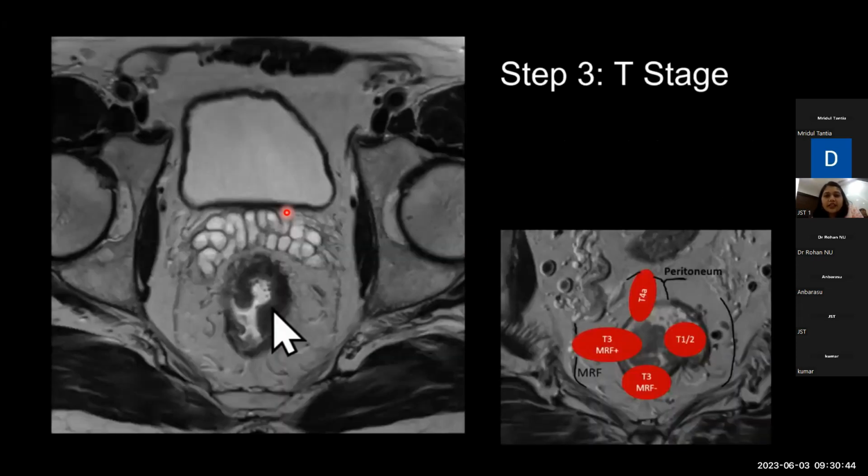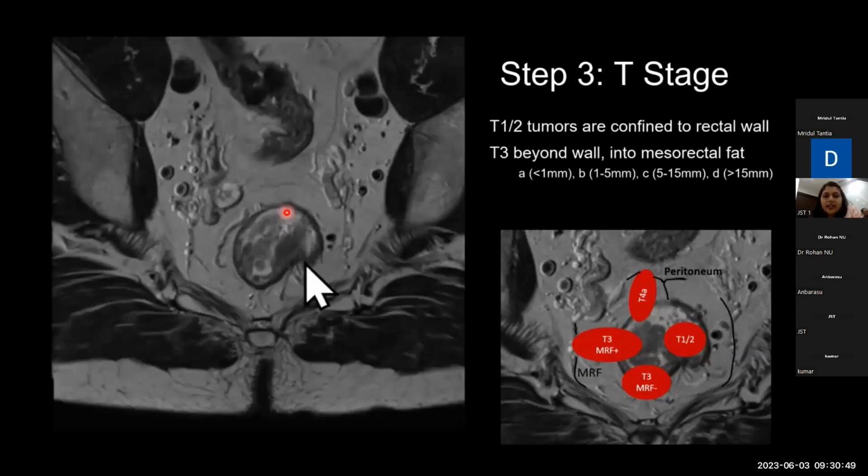Step 3 will be defining the T staging. As we saw, the T1 and T2 tumors are confined to the rectal wall. They involve the mucosa and the submucosa, which are better appreciable on endoscopy or endoscopic ultrasound. T3 is beyond the wall, and here is where MRI comes into role. This thin T2 hyperintense structure is the muscularis propria, and if the tumor is seen beyond this, it upstages to T3.